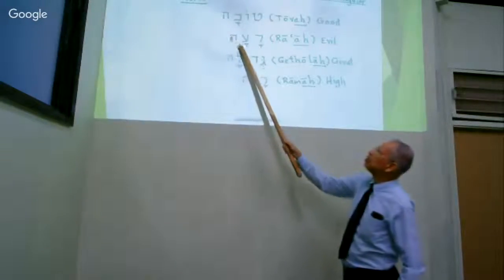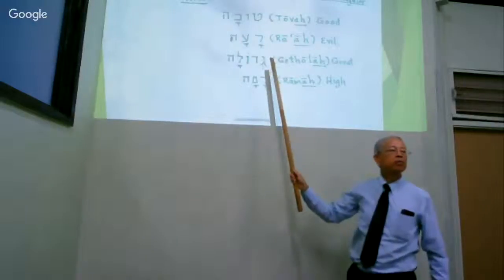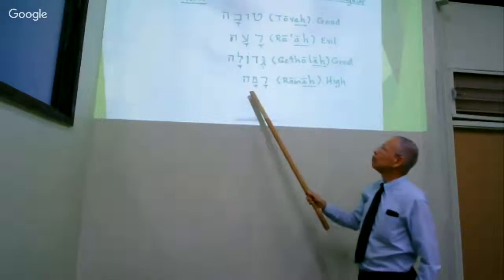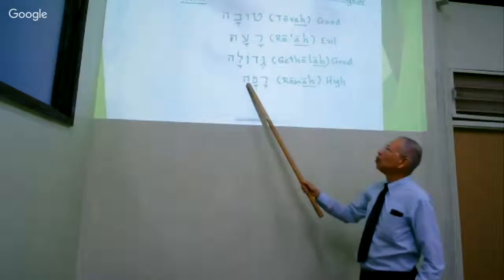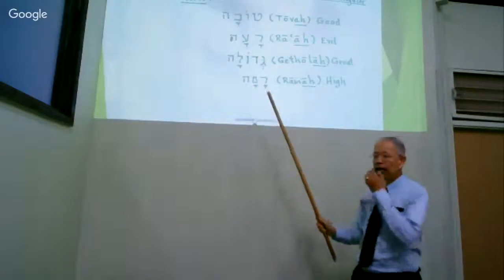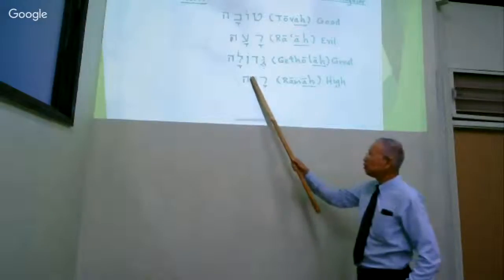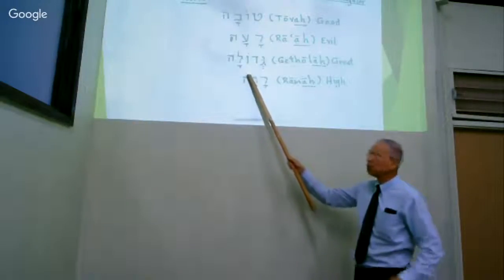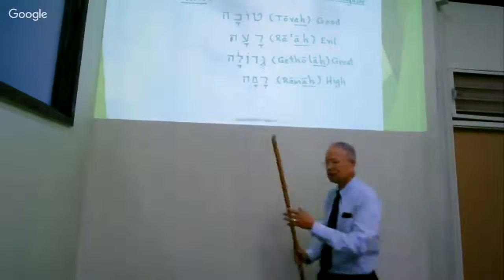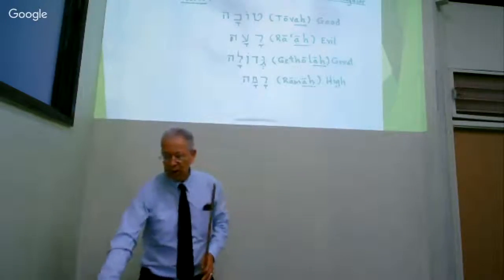Okay, on the mem, there's no stick going up. When it's at the end, there's a stick. At the end? That's true. There is no stick or projection going up towards the left when it's not at the end. Yes, that's true.